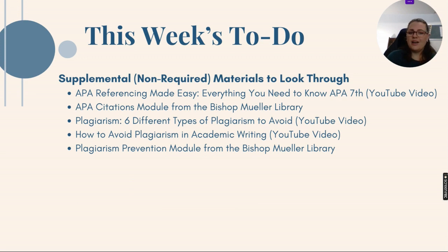So for our non-required or supplemental materials, we have APA Referencing Made Easy, everything you need to know about APA 7th edition, a YouTube video. We have the APA citations module from the Bishop Mueller Library, which will include several YouTube videos as well as a quiz and questions throughout. We have 6 different types of plagiarism to avoid, which is a YouTube video, another video on how to avoid plagiarism in academic writing, and then our plagiarism prevention module, also from the Bishop Mueller Library.